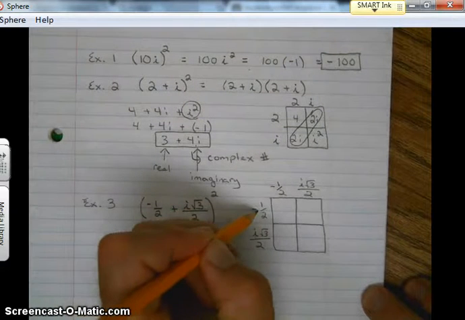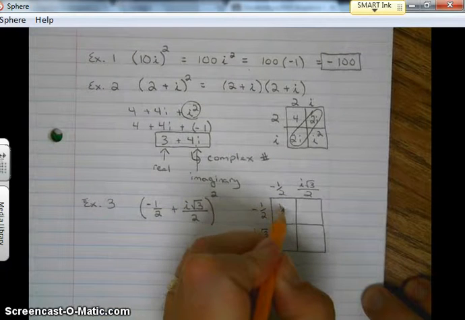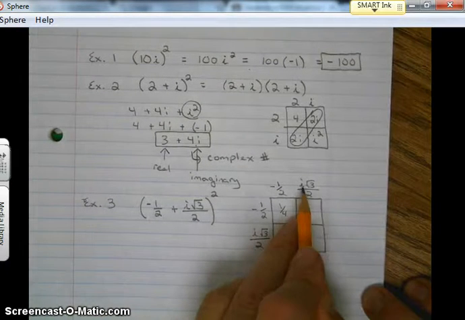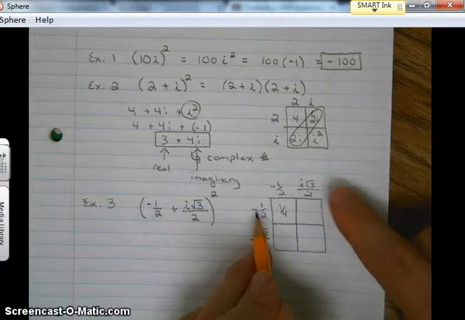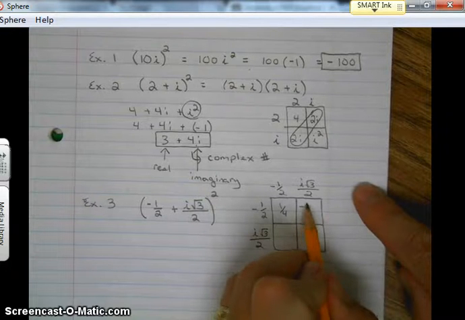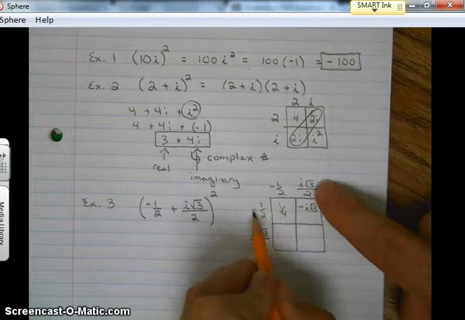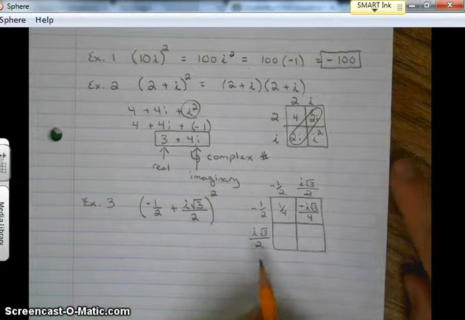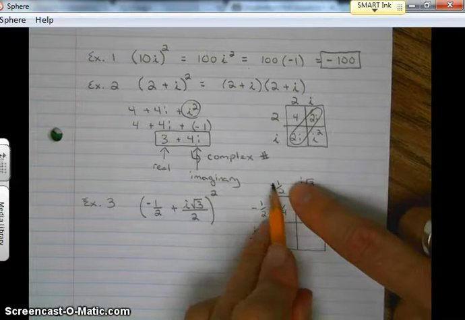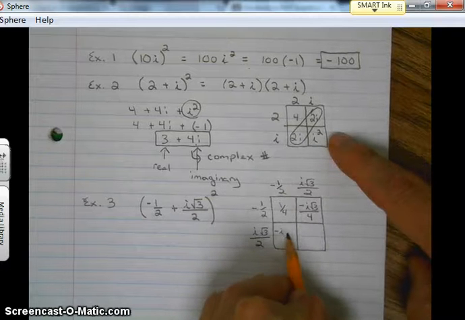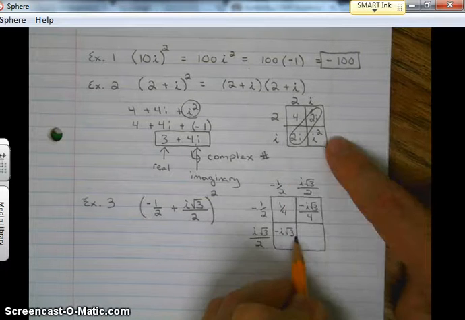-1/2 times -1/2, that's going to give us 1/4. -1/2 times I radical 3 over 2. So remember, when you multiply fractions, you multiply numerator times numerator. So that's going to give us -I radical 3. And then 2 times 2 is 4. Okay, right here, numerator times numerator, -I radical 3. 2 times 2 is 4.